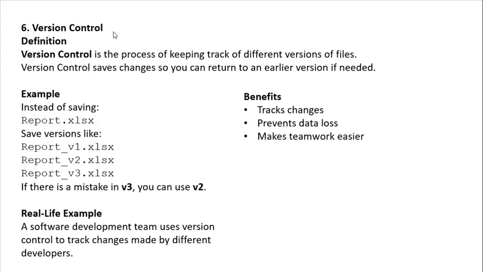Six is version control. Version control is a process for keeping track of different versions of the files, and version control saves the changes, so you can return to earlier versions if needed.